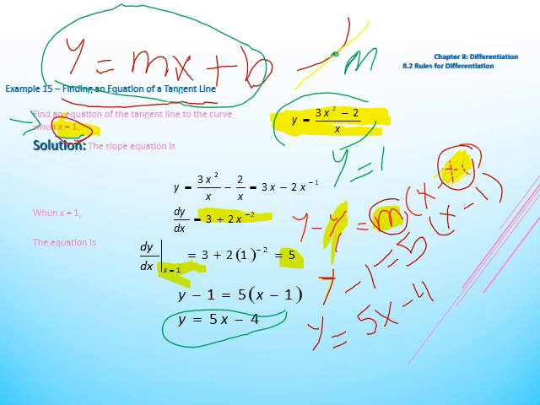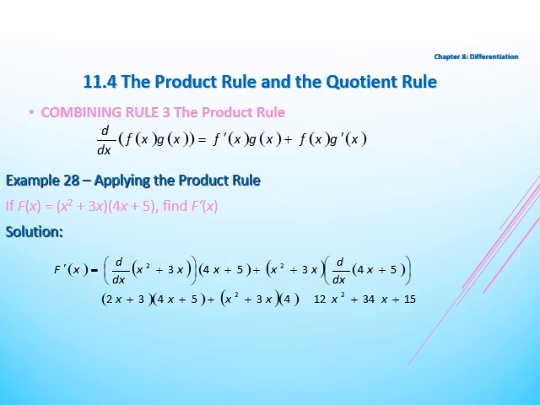So take care, when we are asked about the tangent line, you should get the values of x1, y1, and the value of the slope from the first derivative of the function. We will move to another topic, which is the product, or the multiplication, of two polynomial functions, and also the derivative for the division.